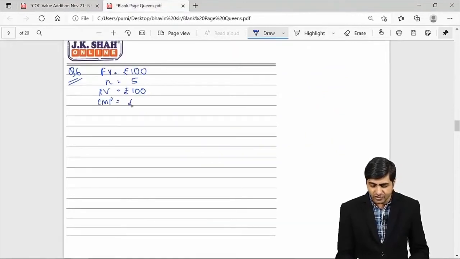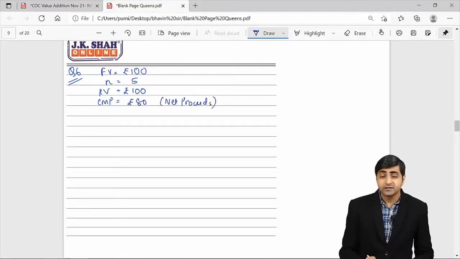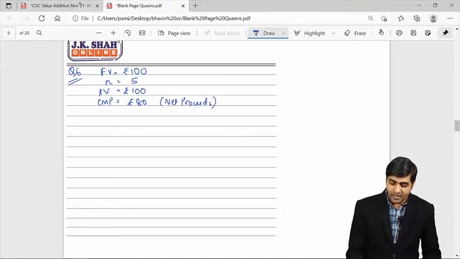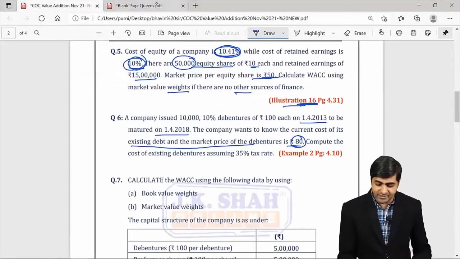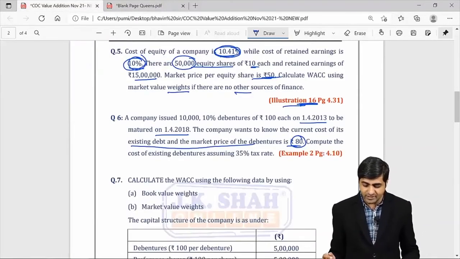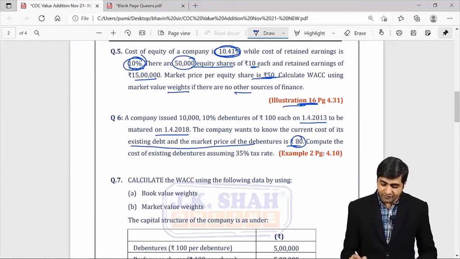So we can actually also state this as your net proceeds, because when the company is going to issue these particular debentures, then the company will receive 80 rupees. And guys, your interest rate is nothing but 10%, and your tax rate is also given to you, which is nothing but 35%.